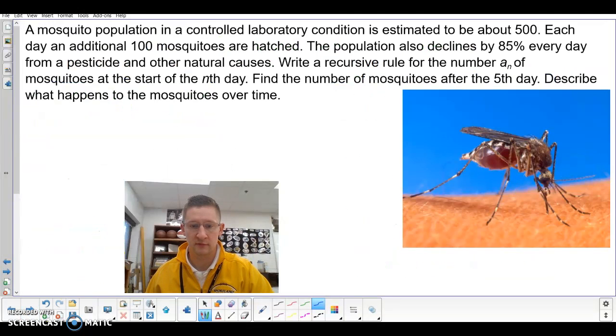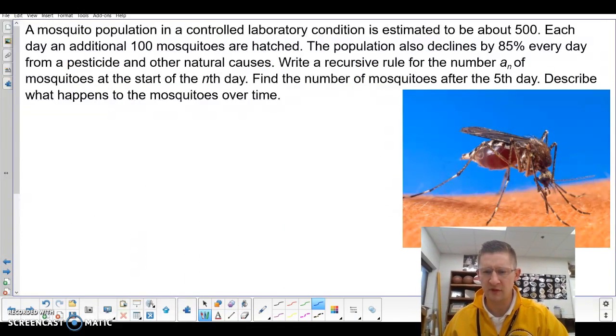All right. Another example here using a recursive sequence in a real-life type setting. Oh, I hate mosquitoes so much. Anyways, in this problem, a mosquito population in a controlled laboratory condition is estimated to be about 500. Okay, that's what we start with.